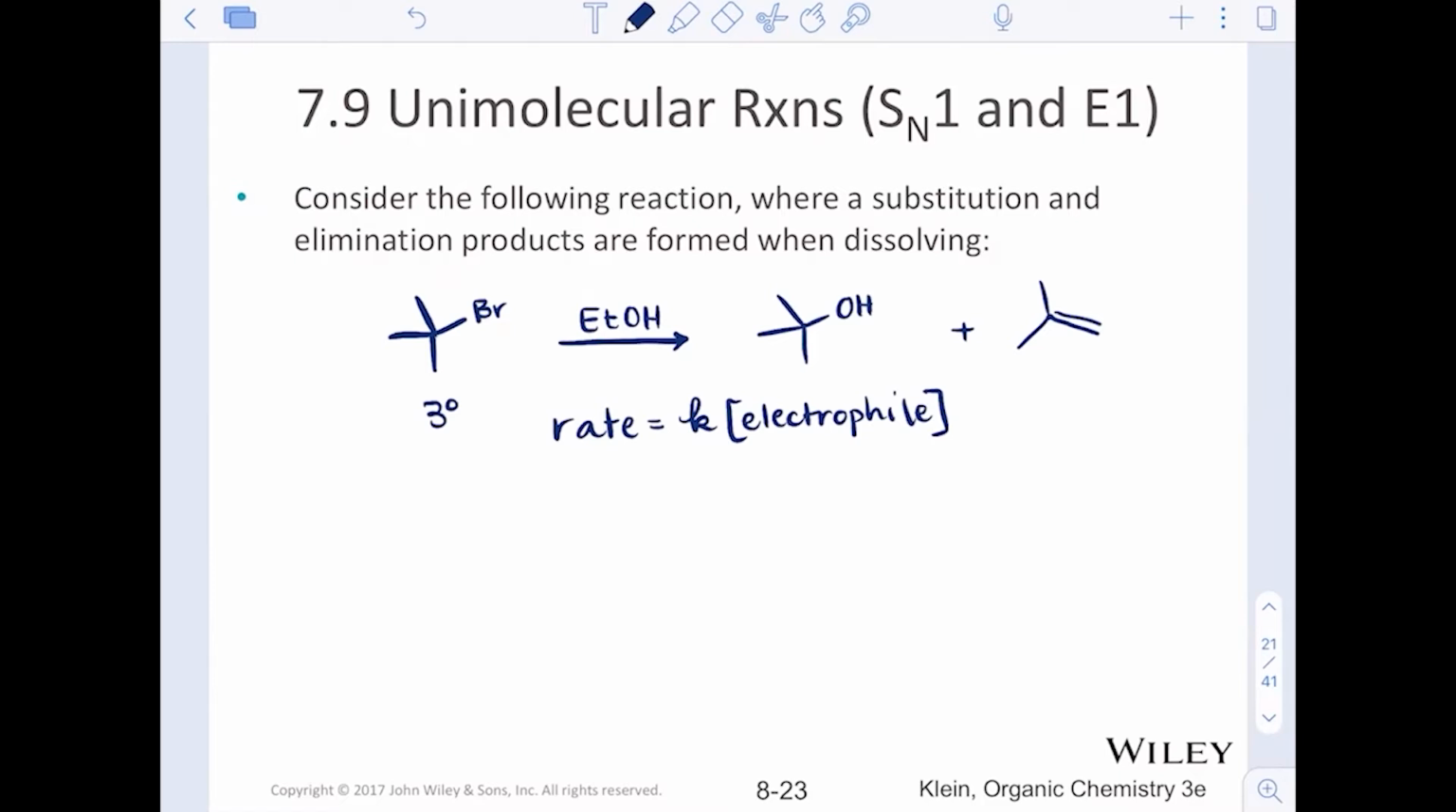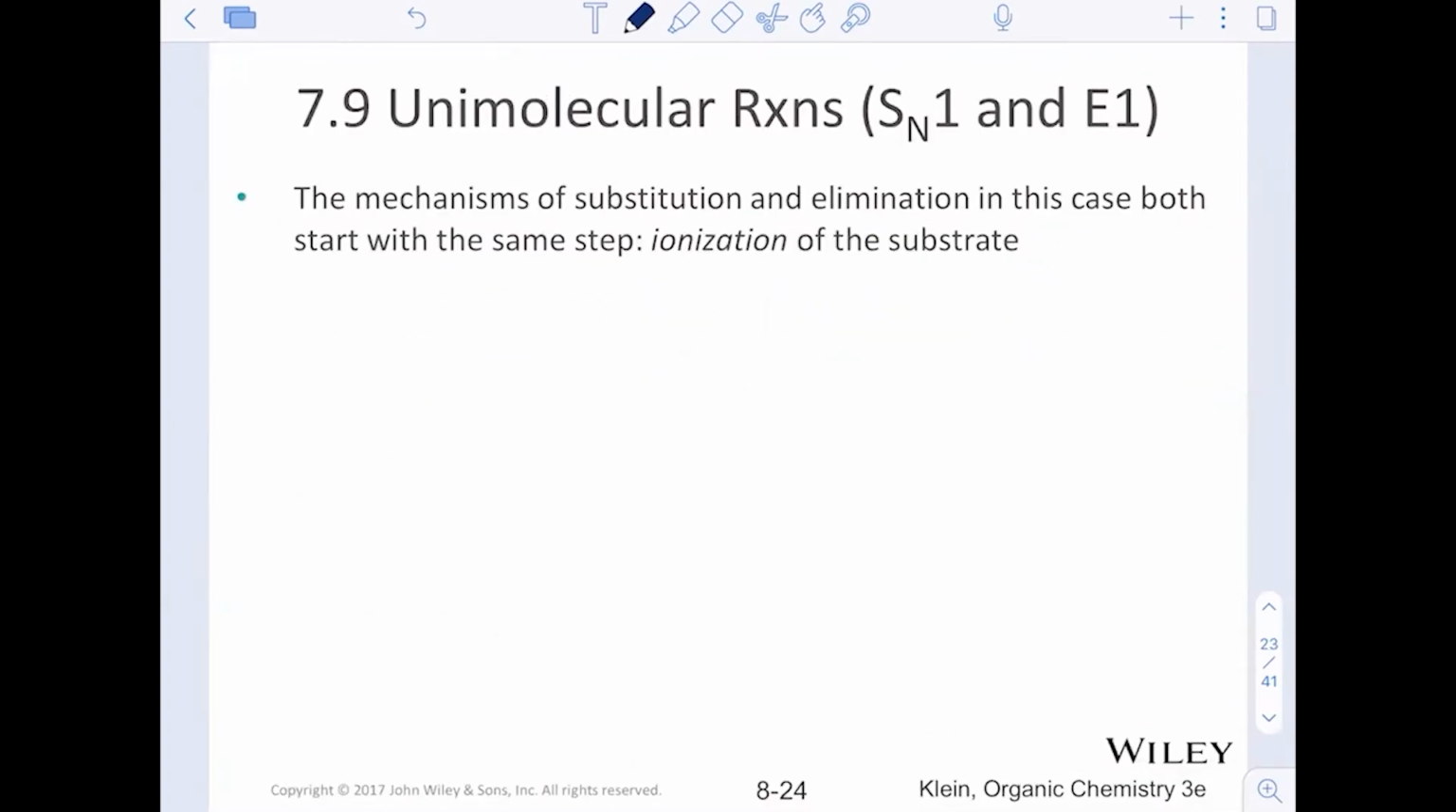So it's important to be able to walk through these mechanisms to see the similarities and the differences. The mechanism of substitution and elimination in this case start with the same step, the ionization of the substrate, or the starting material, which in this case is the loss of the leaving group. Bromine is going to leave so that we can form ions. Bromine, remember, is a halogen. It has 3 lone pairs. By leaving, it becomes that stable conjugate base that we talked about.